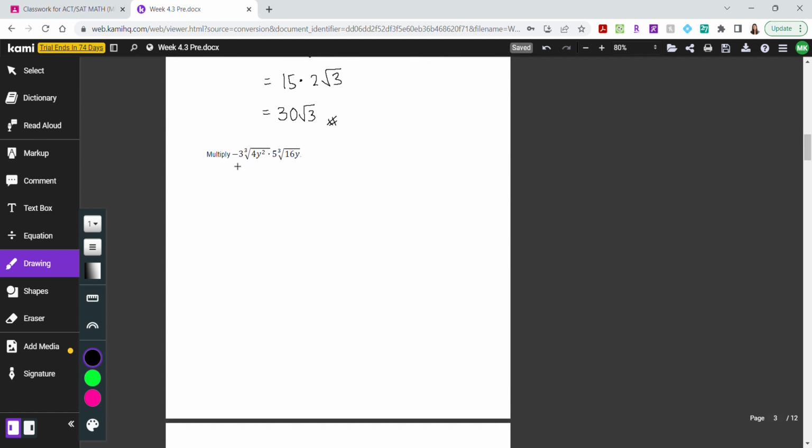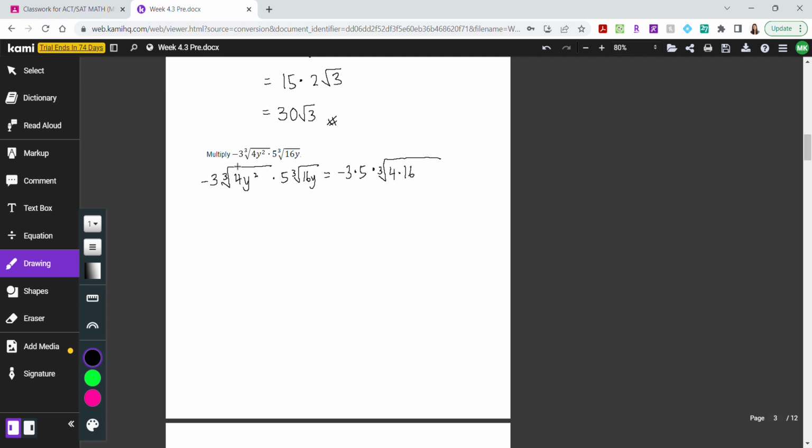Now, we have a negative coefficient. Again, you want to be really careful when you have a negative coefficient, right? Because it will affect your digit. So let's set up the equation. All right, from here, let's see. We have negative 3 times 5 times cube root 4 times 16.